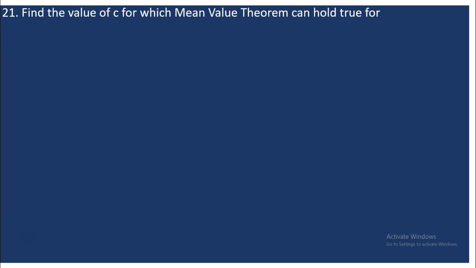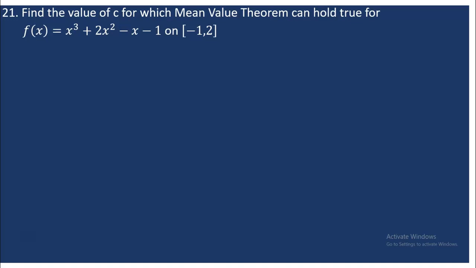Now comes the other question, number 21. It says, find the value of c for which the mean value theorem holds true for the given function f of x equals x cubed plus 2x squared minus x minus 1 on the interval minus 1 to 2, students.